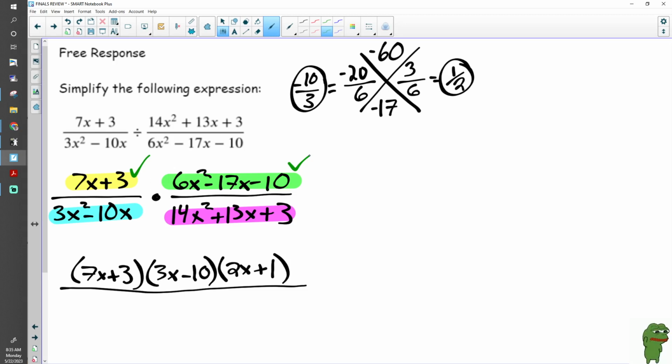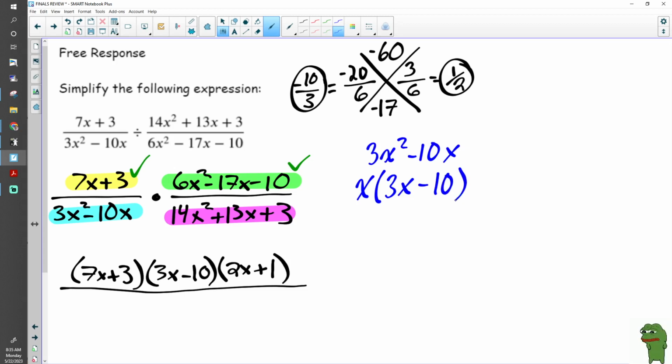So let's take a look at this blue. 3x squared minus 10x. Now 3 and 10 do not have a greatest common factor. They can only be divided by 1. But both of these terms do have something we can take. What can we take from both of them? We can take an x out of both. If I take one x away from both terms, I'm left with 3x squared, minus 10, after you take away your x.